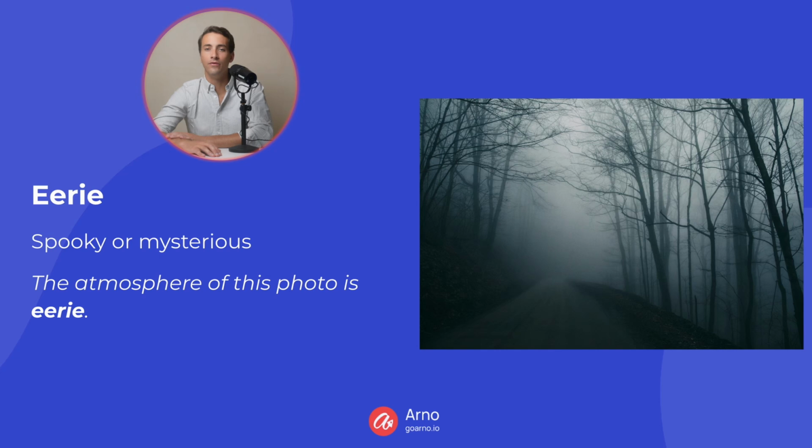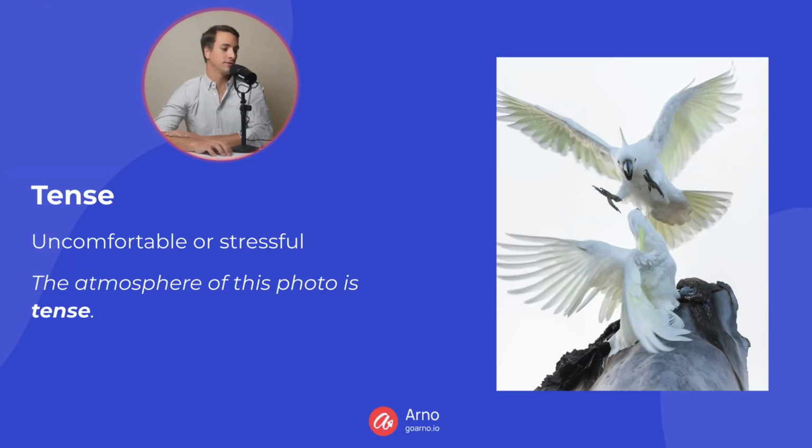Eerie. This describes a place that is spooky, scary, mysterious, something that would belong in a horror movie. So the atmosphere of this photo is eerie. Tense. This describes a scene that is uncomfortable or stressful. So these two birds are fighting. There's a lot of tension. Therefore, we can say that the atmosphere of this photo is tense.